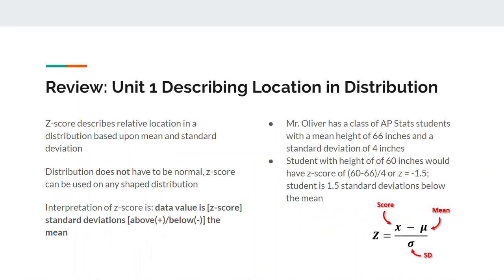So Mr. Oliver has an AP Stats class with a mean height of 66 inches and a standard deviation of 4 inches. A student with a height of 60 inches would have a z-score of 60, that's my score, minus 66, which is my mean, that gives me -6, divided by 4, which is my standard deviation. -6 divided by 4 is -1.5. This student is 1.5 standard deviations below the mean.